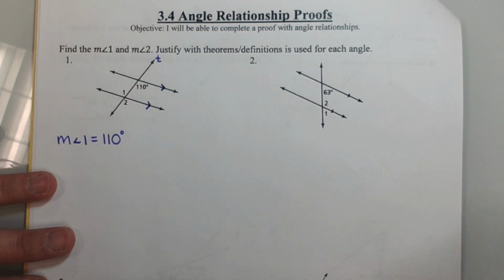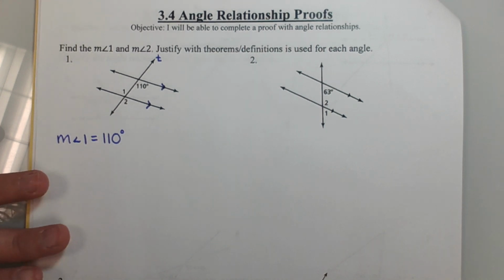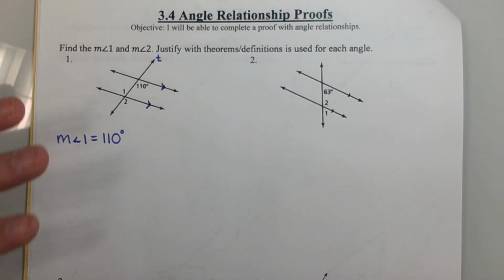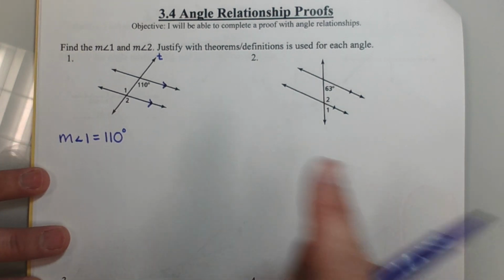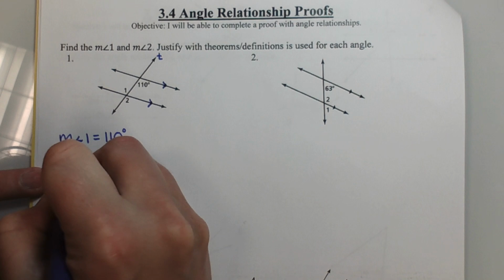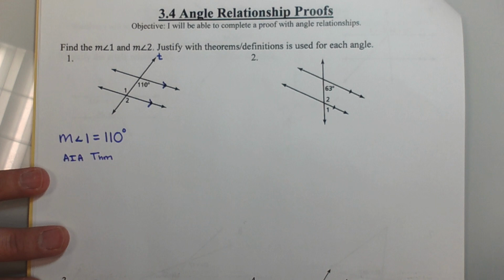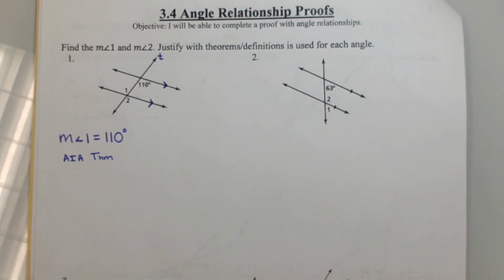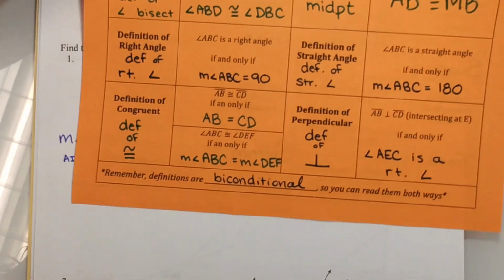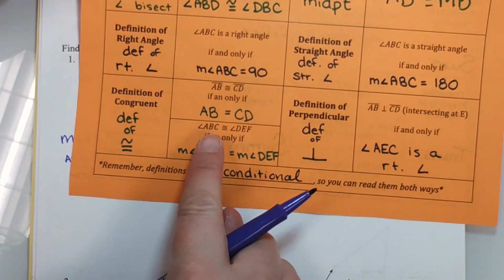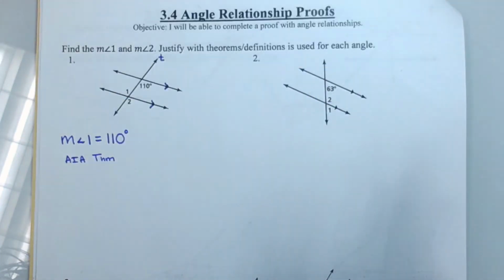But that's only half the answer. Actually, that's less than half the answer, because I also want to find the measure of angle 2, but I also want to say why I was able to know this. Well, we had alternate interior angles, so we used the alternate interior angle theorem. But that's not the only theorem we actually used. Or at least, that's not the only definition we used. We used the alternate interior angle theorem to say they were congruent. But we also used the definition of congruent to know that being congruent meant that they were equal.